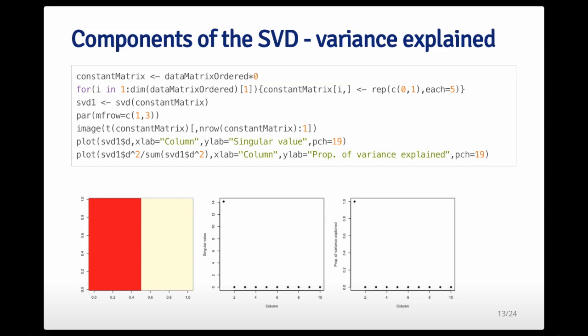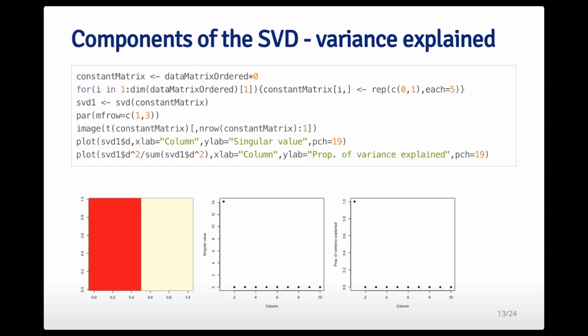So now if I take the SVD of this relatively boring matrix, you can see that I can plot the singular values, and there's one singular value that's very high, and the rest are basically all zero. And what you'll see is that the first singular value explains 100% of the variation in the data set. So how can that be?